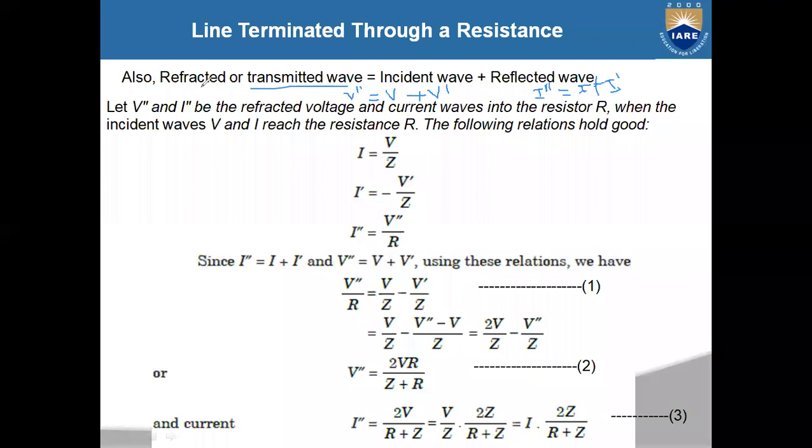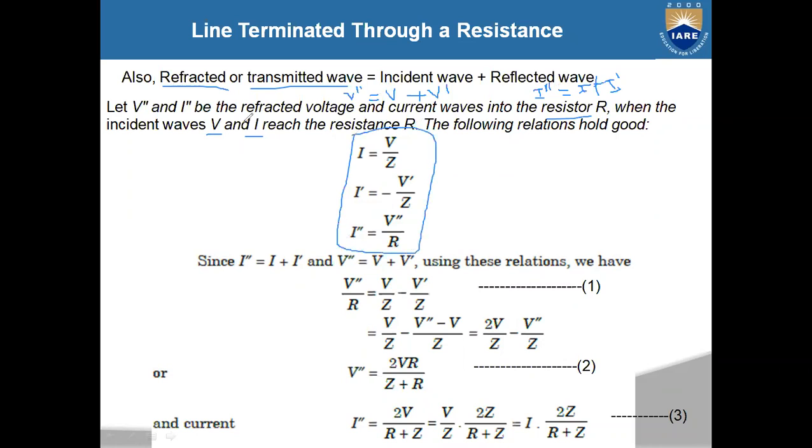So the refracted or transmitted wave is the sum of the incident wave and the reflected wave. If you take voltage, V double dash is equal to V plus V dash, and for current, I double dash is equal to I plus I dash. Here V double dash and I double dash are the refracted voltage and current waves flowing into the resistor R, when the incident waves are V and I.